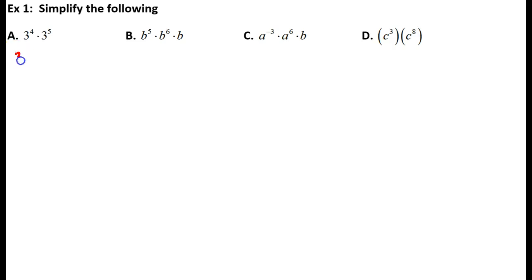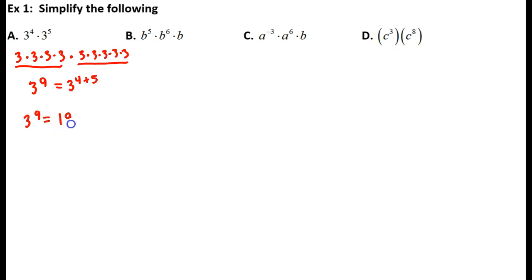Now in this first example, I'm going to write it all the way out, just like you saw in expanded form. So this would be 3 times 3 times 3 times 3, multiplied with 3 times 3 times 3 times 3 times 3. So I have a total of 1, 2, 3, 4, 5, 6, 7, 8, 9 threes. So this is 3 to the 9th power, which we got from 3 to the 4th plus 3 to the 5th. So I added the two exponents together. Okay, so my final answer is 3 to the 9th or 19,683.